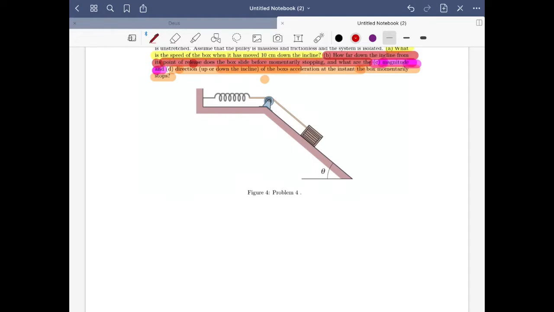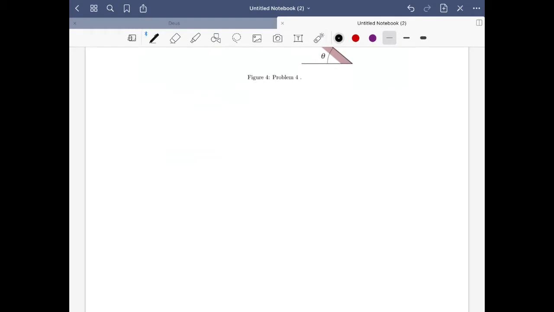So, for the first exercise, which says what is the speed of the box when it has moved 10 centimeters down the incline, we will be using the principle of conservation of energy, which says that the sum of the initial energies is equal to the final energies. Initially we know that the box is at rest and the spring is unstretched, so the kinetic energy is equal to zero. Also, the potential energy stored in the spring will be zero too.